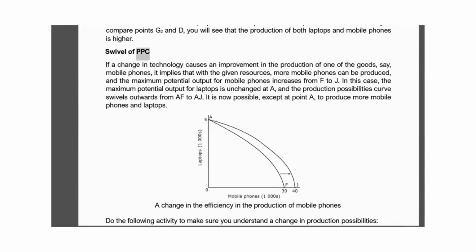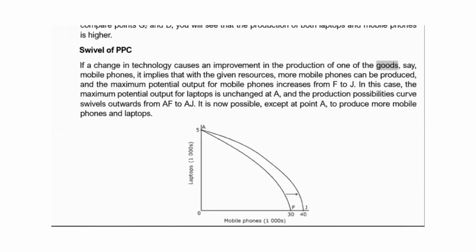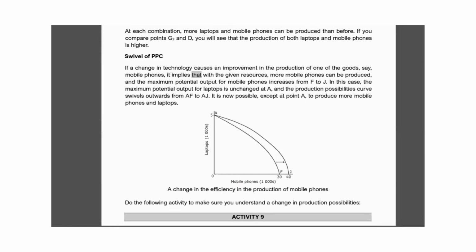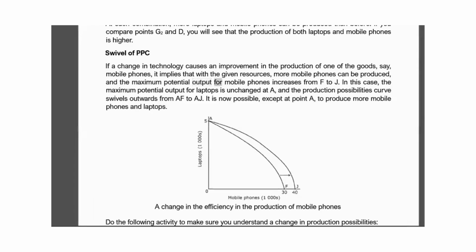Swivel of PPC. If a change in technology causes an improvement in the production of one of the goods, say, mobile phones, it implies that with the given resources, more mobile phones can be produced, and the maximum potential output for mobile phones increases from F to J. In this case, the maximum potential output for laptops is unchanged at A, and the production possibilities curve swivels outwards from AF to AJ. It is now possible, except at point A, to produce more mobile phones and laptops. A change in the efficiency in the production of mobile phones.